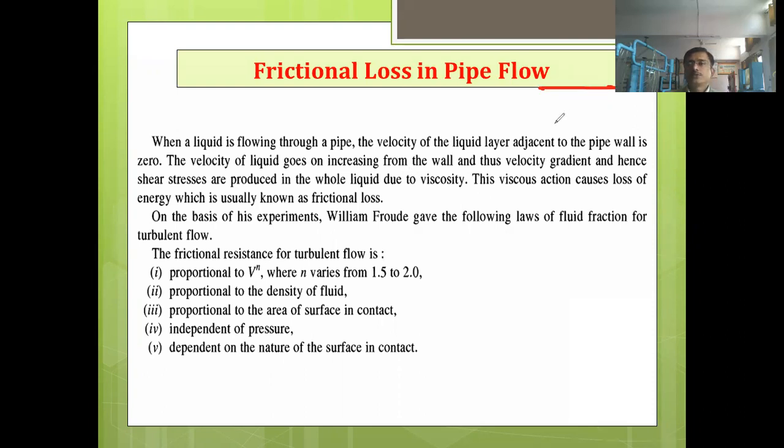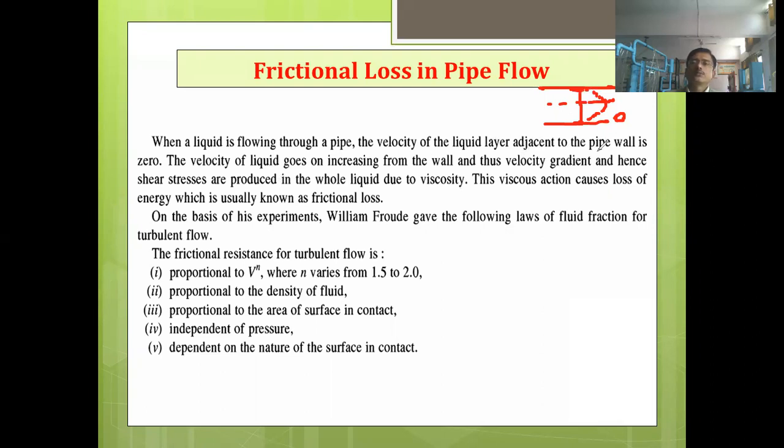पाईपला चिटकून जी त्या ठिकाणी लेअर असते, त्या लेअरची वेलोसिटी काय असते? 0 वेलोसिटी असते, v is equal to 0. आणि ती वेलोसिटी काय होते? जसं आपण एका लेअरपासून दुसऱ्या लेअरकडे वरती जाऊ, तशी ती वेलोसिटी वाढत जाते. सेंटरच्या ठिकाणी सगळ्यात जास्त असते आणि परत कमी होत या ठिकाणी 0 होते. ठीक आहे. The same thing has been mentioned here.